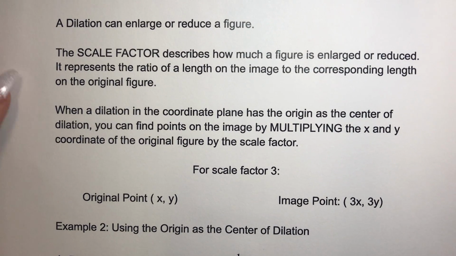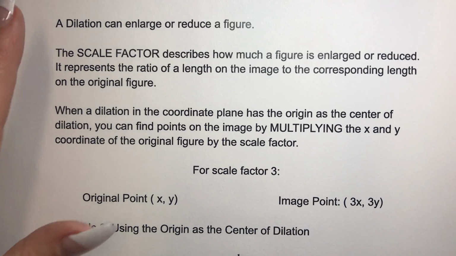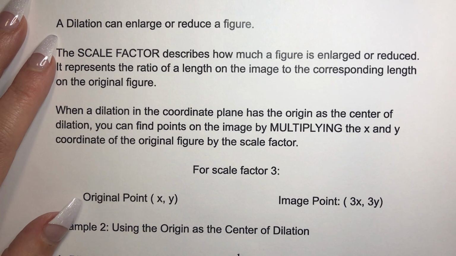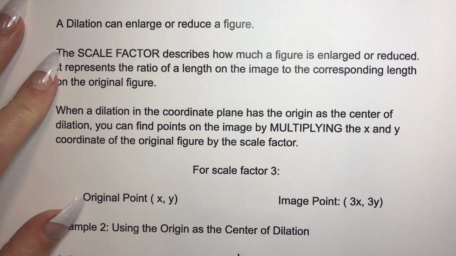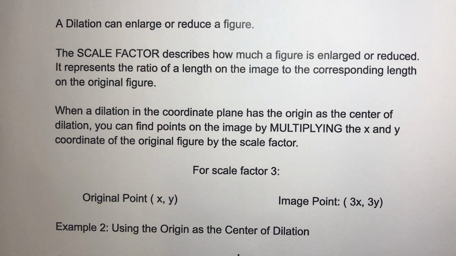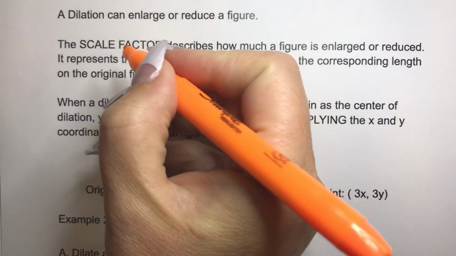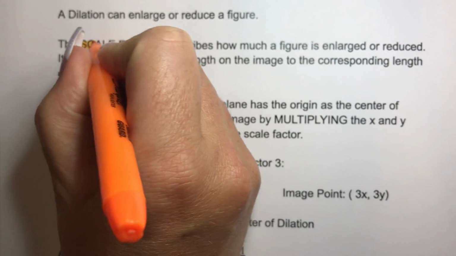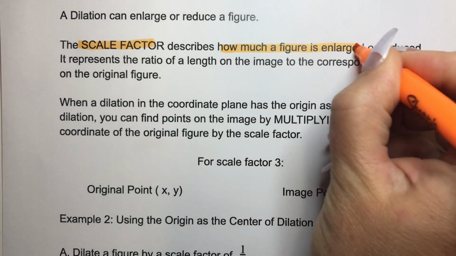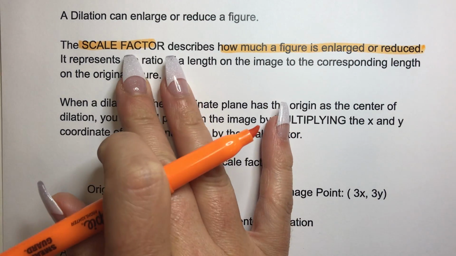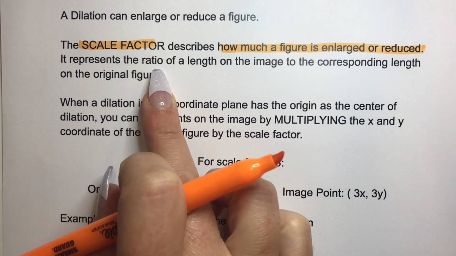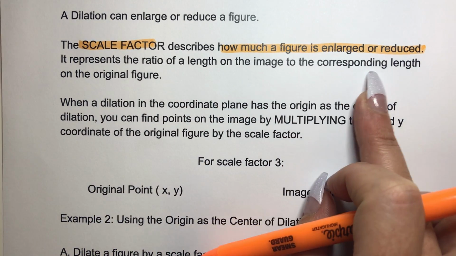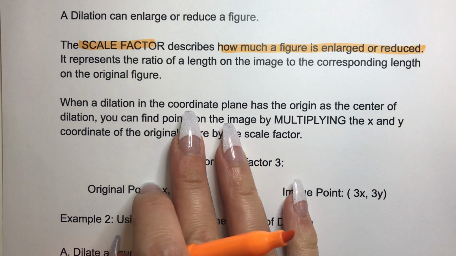All right, welcome back for example 2. Talking about dilations, a dilation can enlarge or reduce a figure. The scale factor describes how much a figure is enlarged or reduced, so that's kind of important. It represents the ratio of a length on the image to the corresponding length on the original figure.